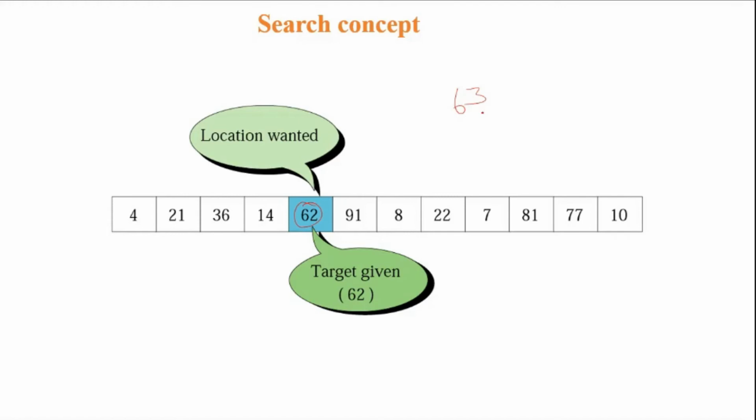So if we want to find out 63 in this case, we check 4, not 63, 21, no. Likewise, we are checking every element here, and up to 10 we are reaching. Then further there are no elements. So when the last element is compared with the element to be found and it is not matching any of the elements, then we say that this particular element is not found in the list. So this is the concept.